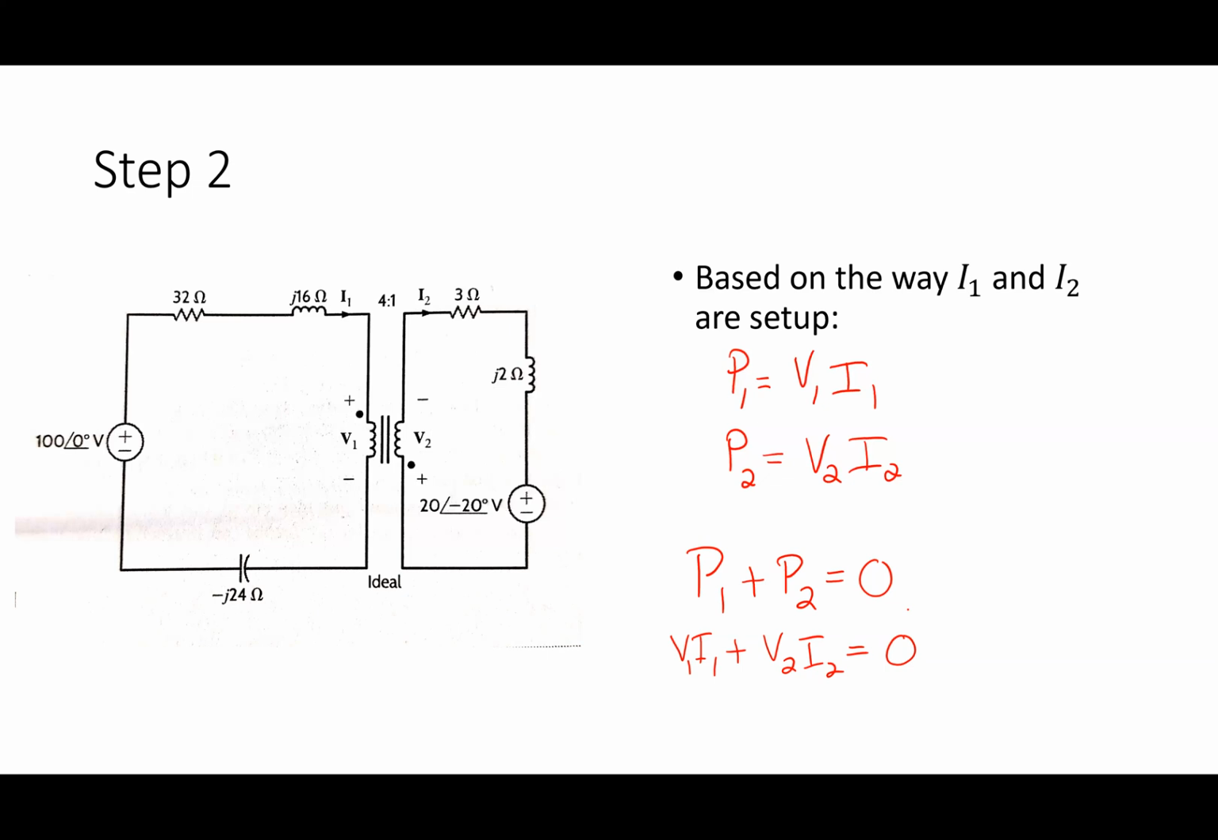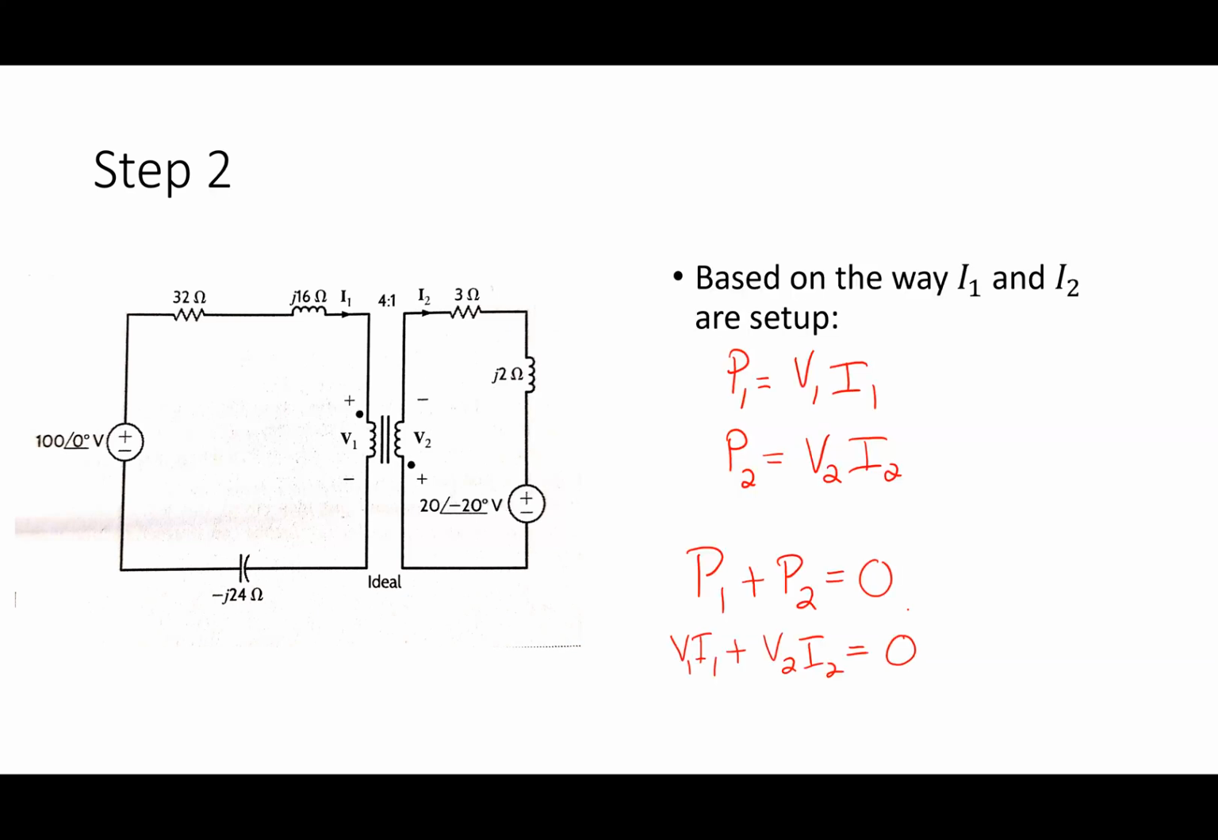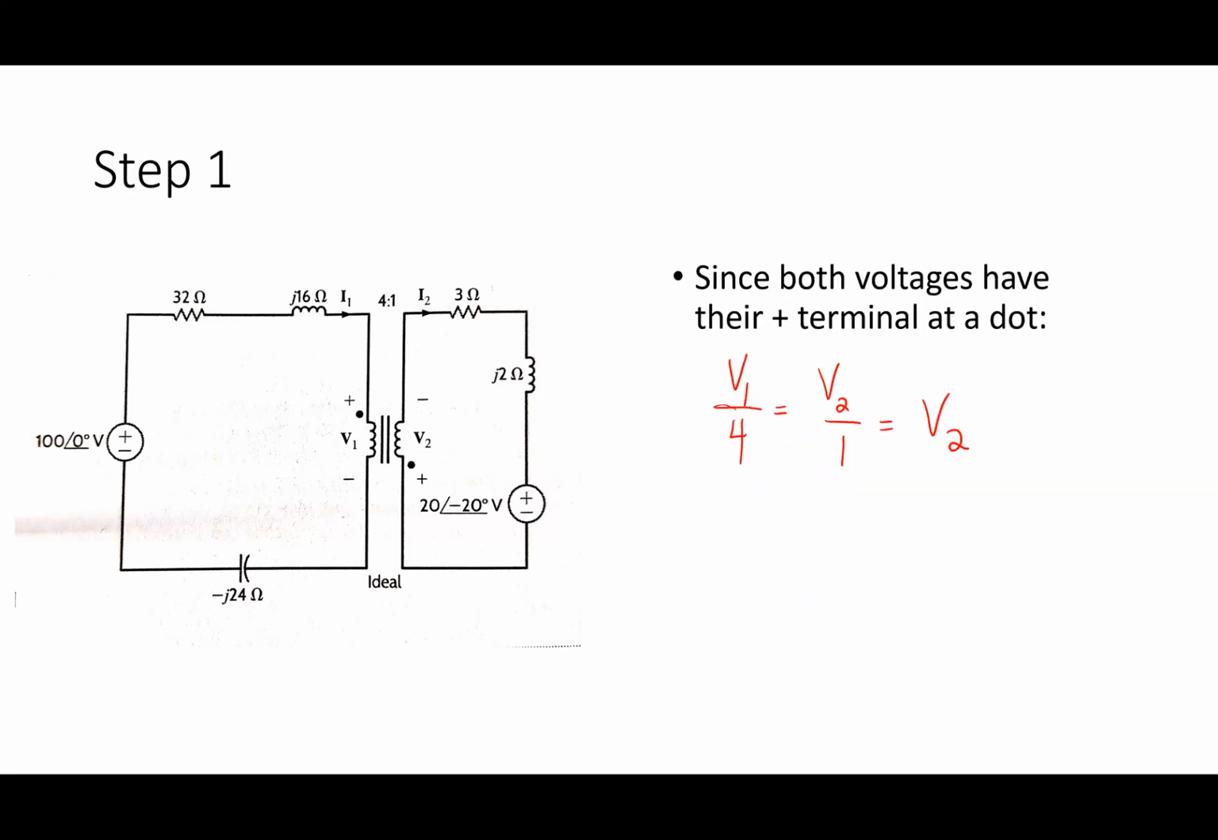All right, so what do I want to do? My third step was to figure out the current relationship. So let's look at what we knew. We knew from here that V2 equals V1 over 4, right?